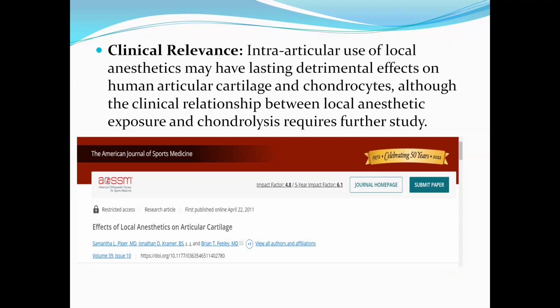They concluded that the intra-articular use of local anesthetic may have a lasting detrimental effect on human articular cartilage and the chondrocytes. Although the clinical relationship between local anesthetic exposure and chondrolysis requires further study, because this study is an experimental animal study. So they suspect that it has a deleterious effect on the articular cartilage. However, further studies are still required to confirm the bad effect of local anesthesia on human chondrocytes.